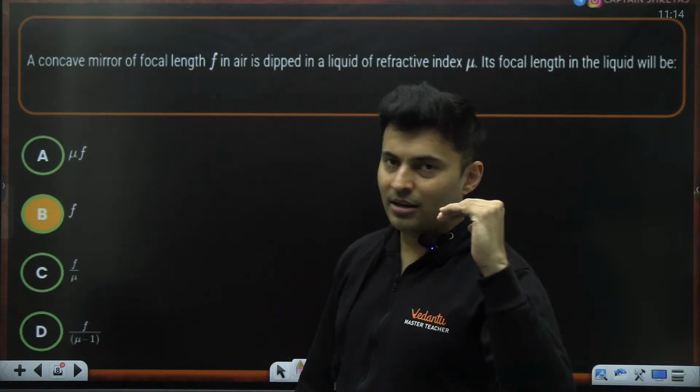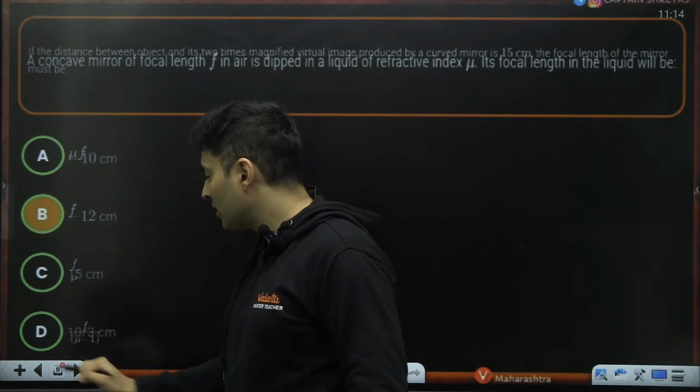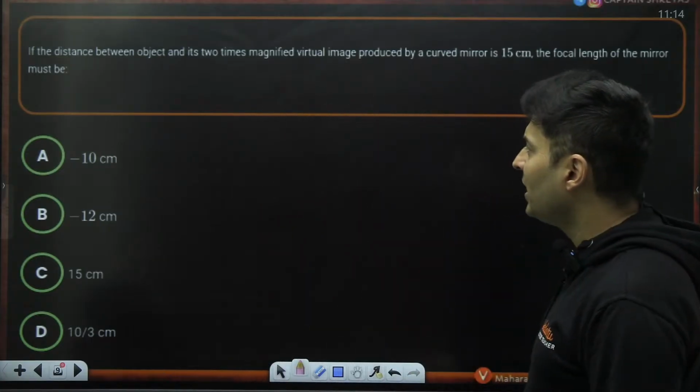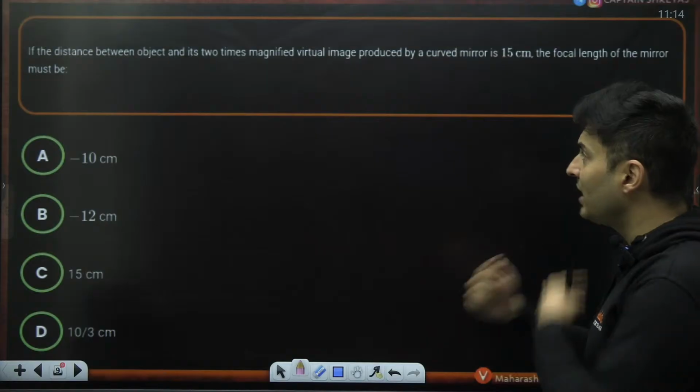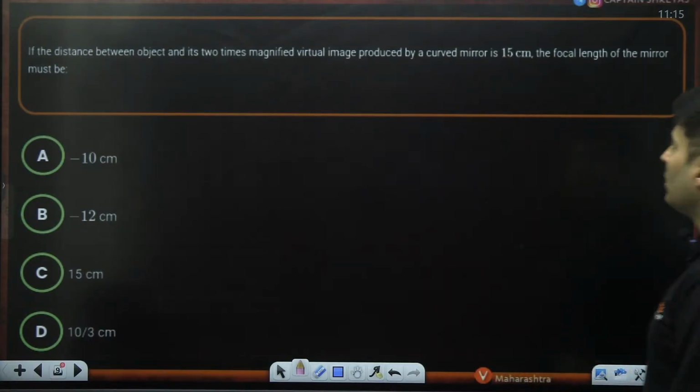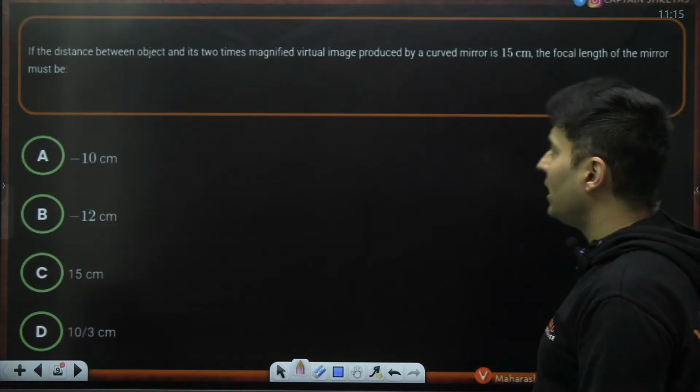It was a very nice question which can confuse some students if you are not conceptually strong. If the distance between the object and the 2 times magnified virtual image produced by a curved mirror is 15, then the focal length is.